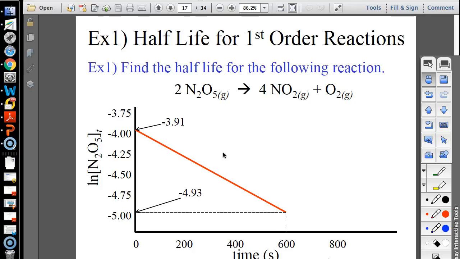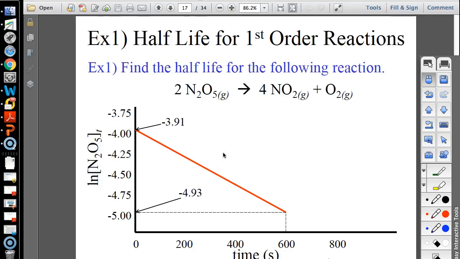It's first order, because the natural log of concentration over time is a straight line. So anyway, be careful when you're doing your homework. These graphs, in the calculator, when you plug in the natural log of the concentration, the answer is negative 3.91. You don't need to take the natural log of negative 3.91. It is already that. Do you understand what I'm saying?